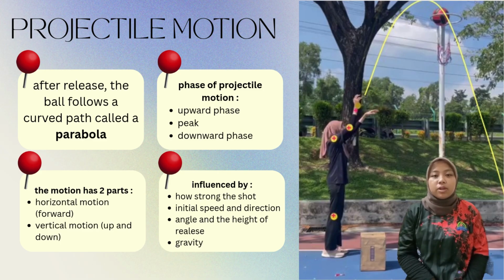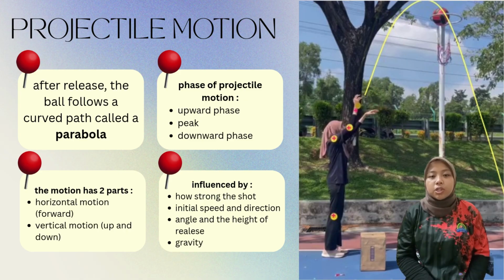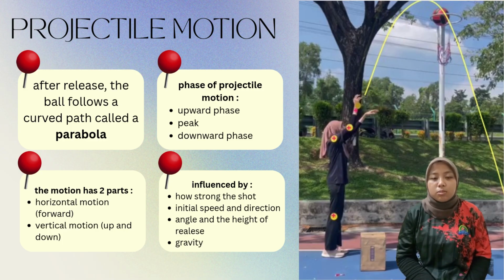I will continue to explain about projectile motion. Projectile motion is when an object moves through the air in a curved path after being thrown or launched. In netball, after releasing the ball during a shot, it follows a curved path called a parabola. So that is called projectile motion. There are three key phases of projectile motion: upward phase, peak and downward phase.